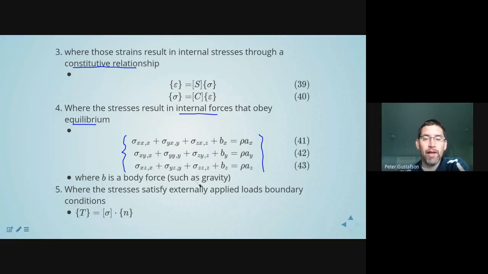And then those stresses are not unconstrained either. They also have to satisfy the externally applied traction boundary conditions through the Cauchy equation, which relates the stress tensor through a normal vector to a set of tractions on the external surface of the body.